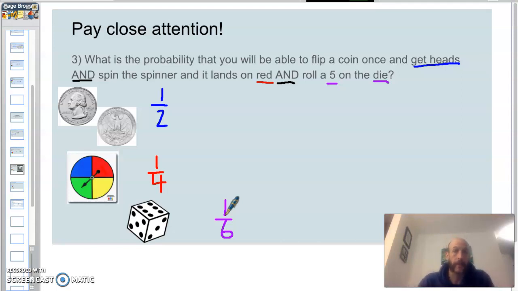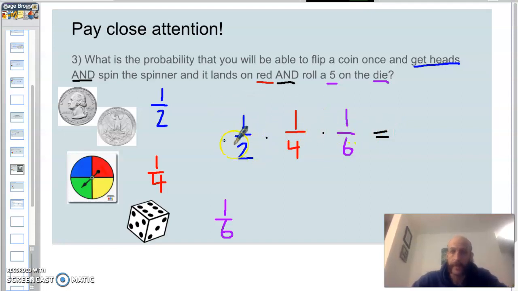So I know the probability of all of these things individually. In order to find the probability of all of them happening in a row, I need to take each probability and multiply them. So 1/2 for the heads on the coin, 1/4 for the red on the spinner, and 1/6 for the 5 on the die. And I'm going to multiply all of those to get my probability of all of them happening.